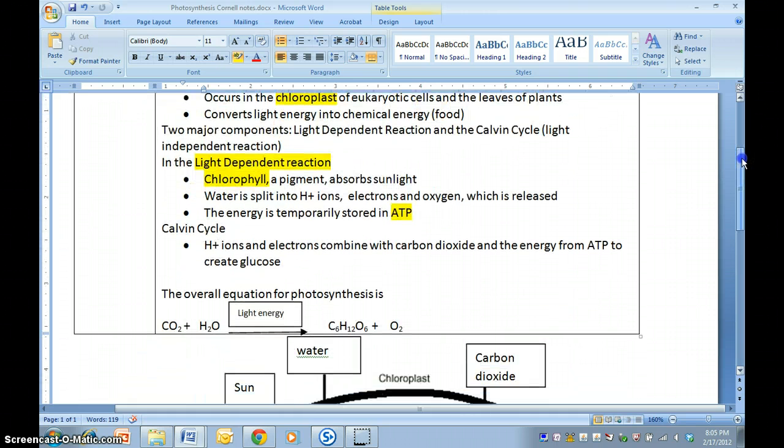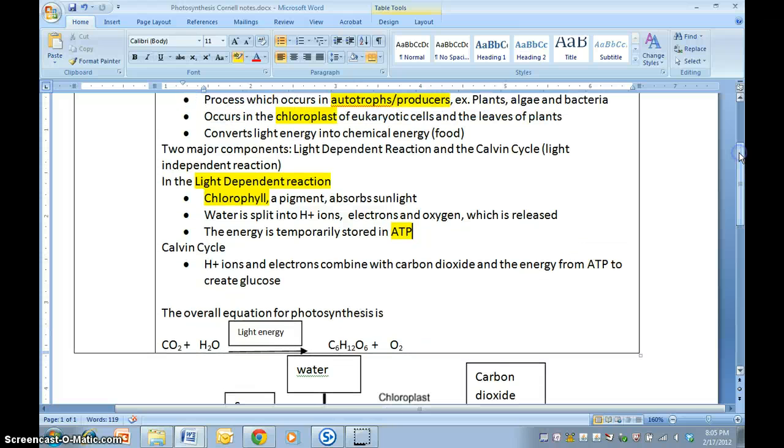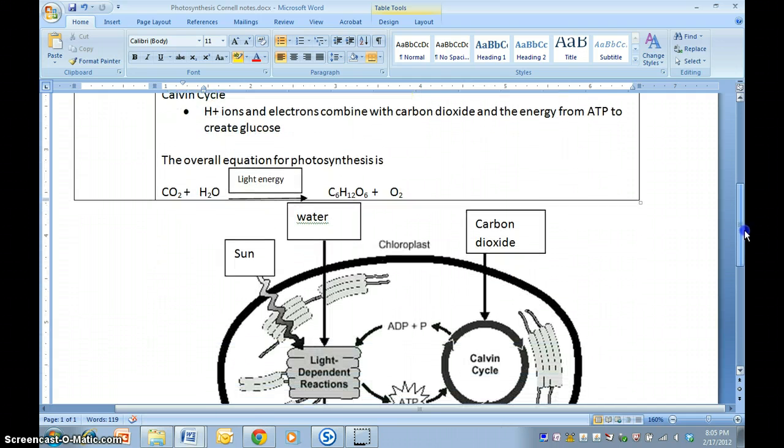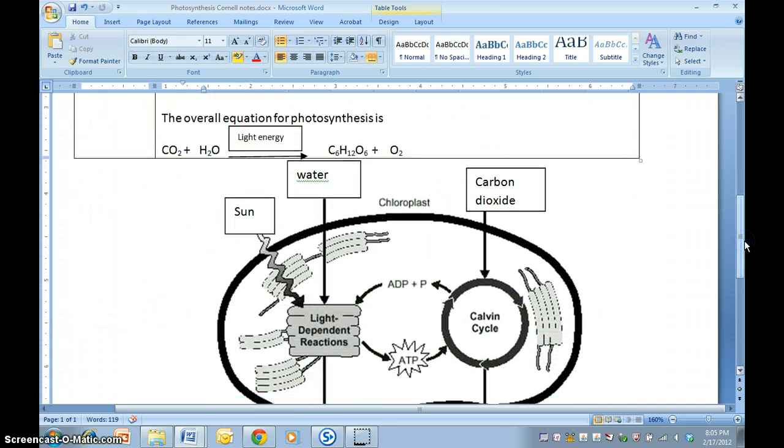Now we're going to move on to the Calvin cycle, which again I don't have an animation of, so let's just talk about the Calvin cycle. It is then going to take the hydrogen ions from the water, the electrons from the water, and combine them with carbon dioxide and the energy from the ATP, which will create the glucose. That leaves us with the overall equation for photosynthesis being CO2 plus H2O with light energy yields glucose plus oxygen. And we're going to work on balancing that equation the next time.